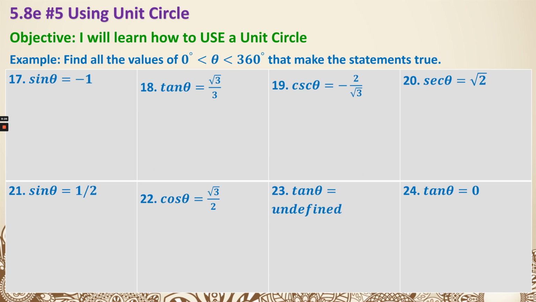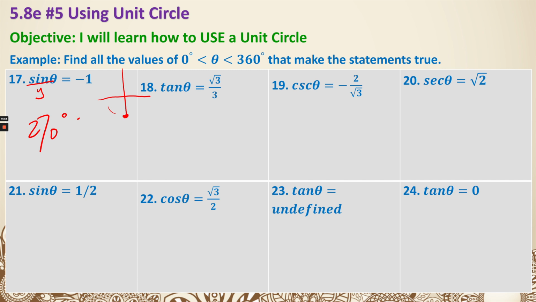This time you are given a trig ratio, but it's asking you to find all the angles that would give you these values. So let's have a look. Sine theta equals negative 1. Remember, sine is your y value. So basically right now I'm saying y equals negative 1. Well, y equals negative 1 is right here. And that's the only place inside the whole unit circle where your y value is actually negative 1. So that's the only angle, which is 270 degrees.